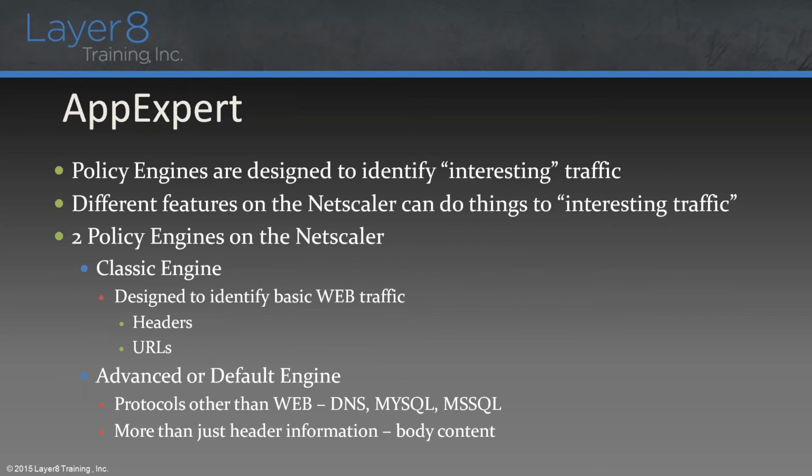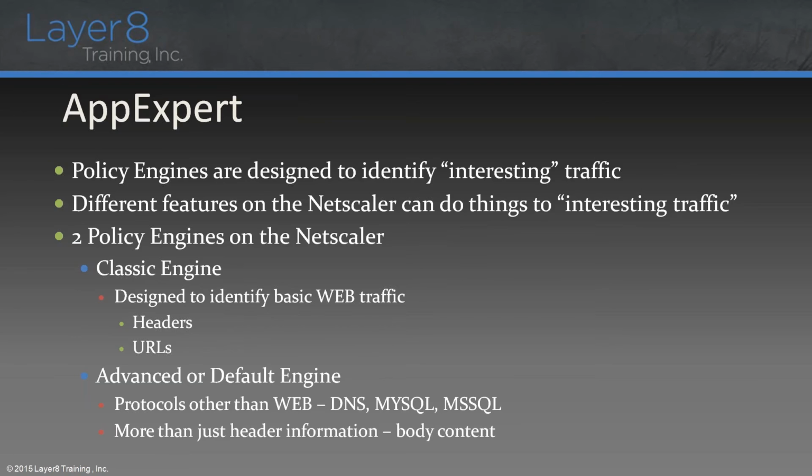Okay? Now, we've got two policy engines on the NetScaler. Okay? Now, some people say, well, that kind of creates some confusion, and I can kind of see that. The general idea is the policy engine is going to identify interesting traffic, but there's a couple different ways that might happen. Okay? And so you've got what's called the classic policy engine, and really it's classic because it's been around forever. So if you go in and look at the NetScaler over time, we've had the classic policy engine, we've had features that use the classic policy engine, and they do neat things for the NetScaler.